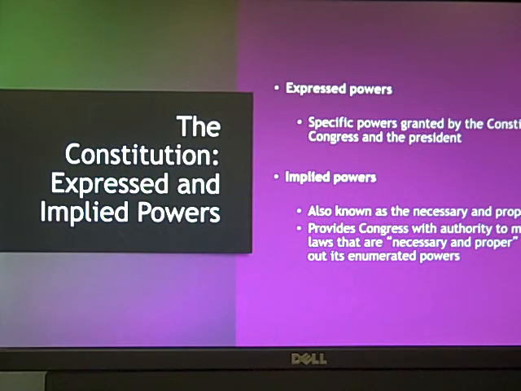Conversely, the implied powers covers things like an Air Force, right? Like it says we can maintain an army, we can maintain a navy. Right? Does the Constitution say we can maintain an Air Force? No. Why not? You realize airplanes didn't exist in 1787, right? Yeah. So how would they think of an Air Force? They wouldn't have. But if I can maintain an army and I can maintain a navy, once planes are made, I should be able to maintain an Air Force, yes?